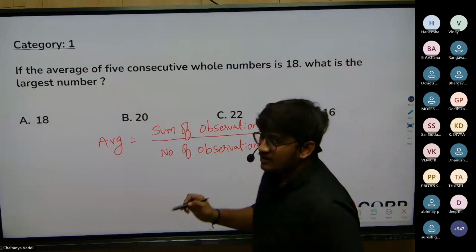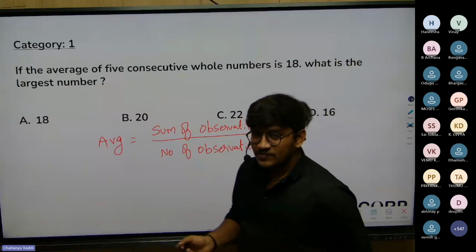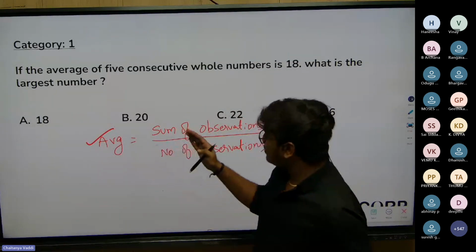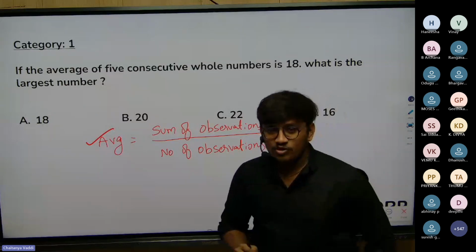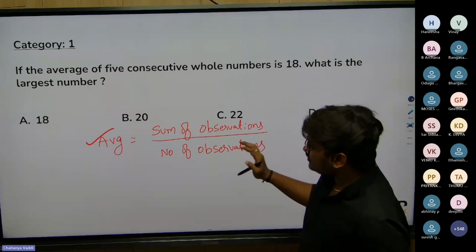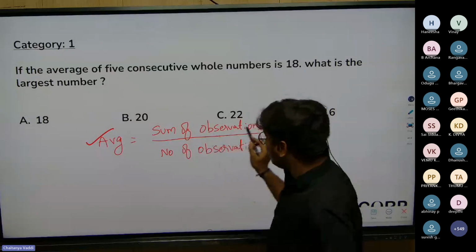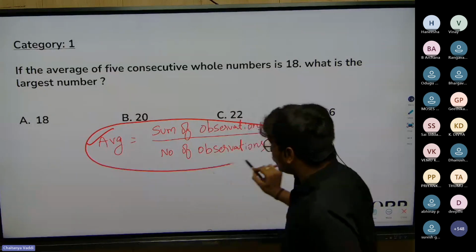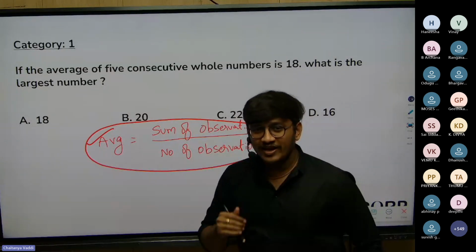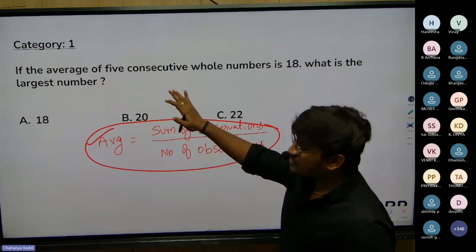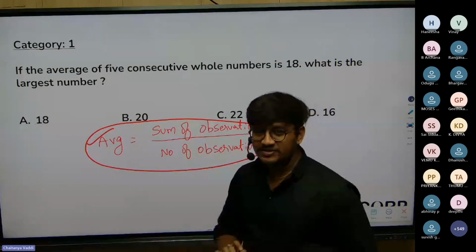Okay, guys, we'll continue. So this is the basic formula that we all know: average is equal to the sum of observations divided by the number of observations. So by using this formula, how can we solve questions from averages? Majority of the students will think that since we know this formula, we can solve any question from averages, correct? So let's see how we can solve a question using this traditional formula.